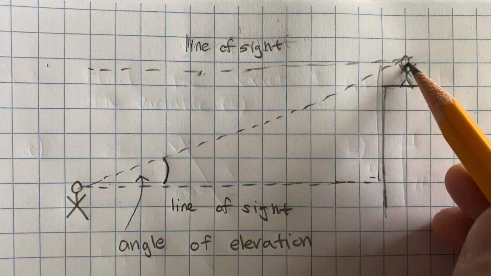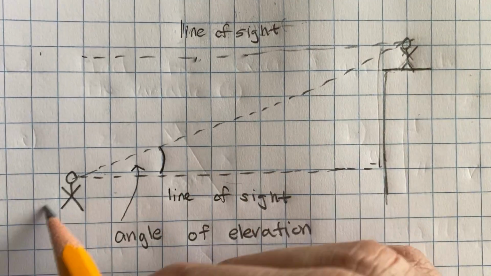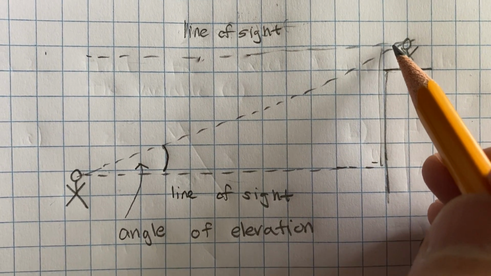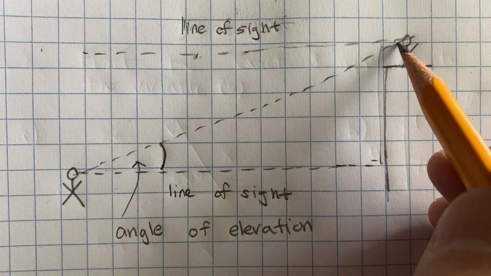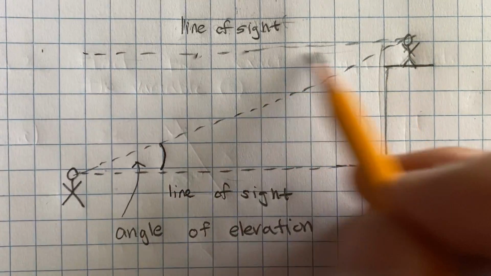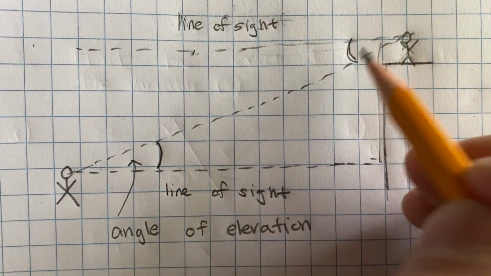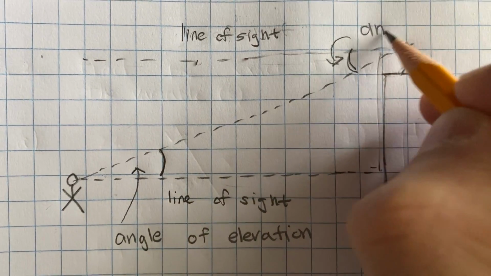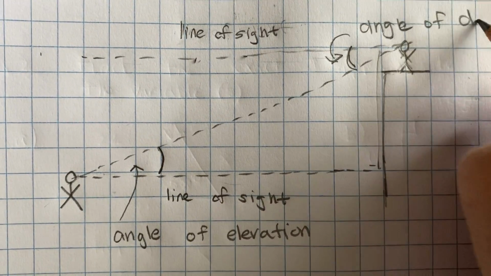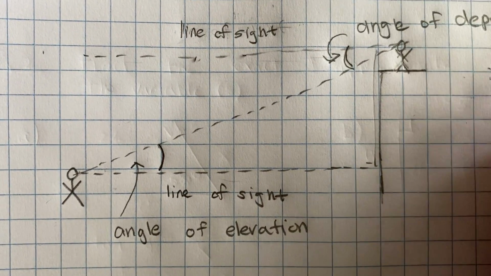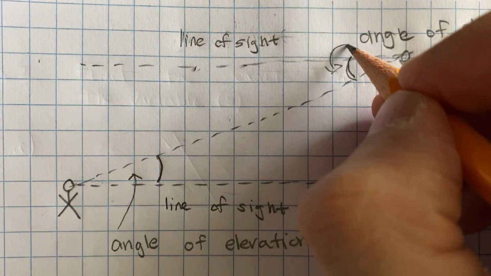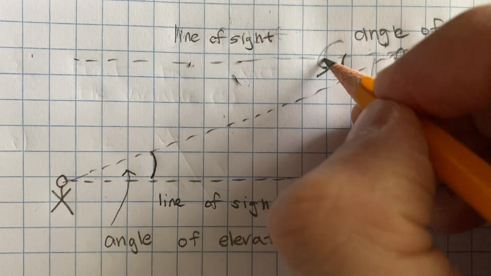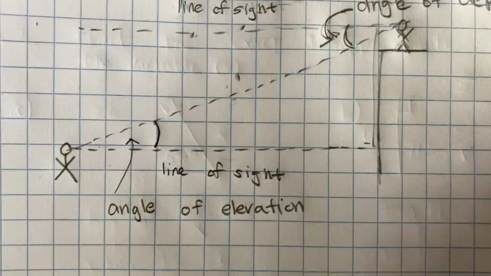Now, from this person's reference point, who's looking down at this person, he or she also has a line of sight, right? The angle that's formed between this dashed line and this dashed line right here is called the angle of depression. So that's just the terminology that people use in reference to the line of sight.